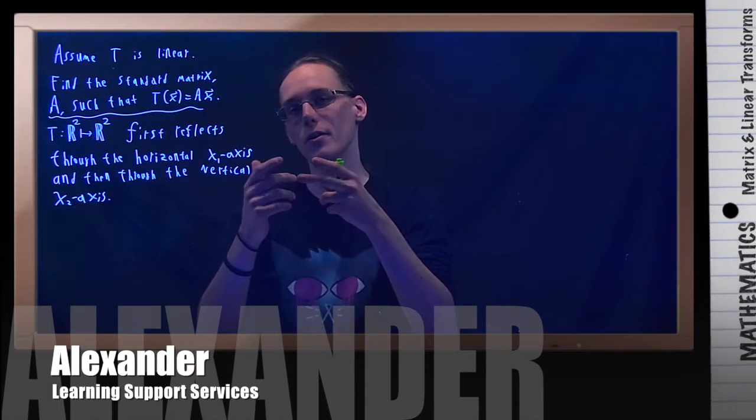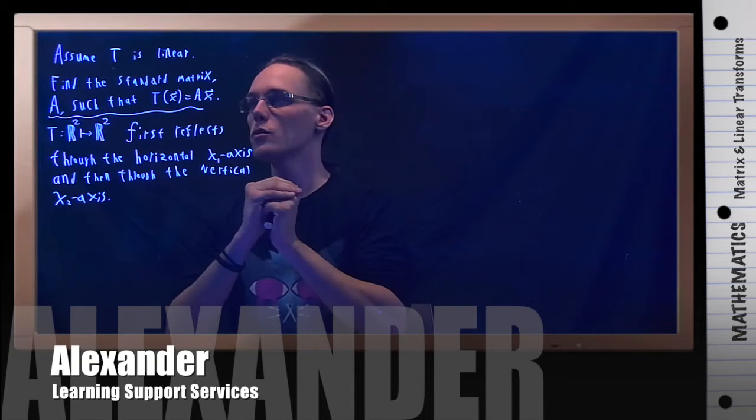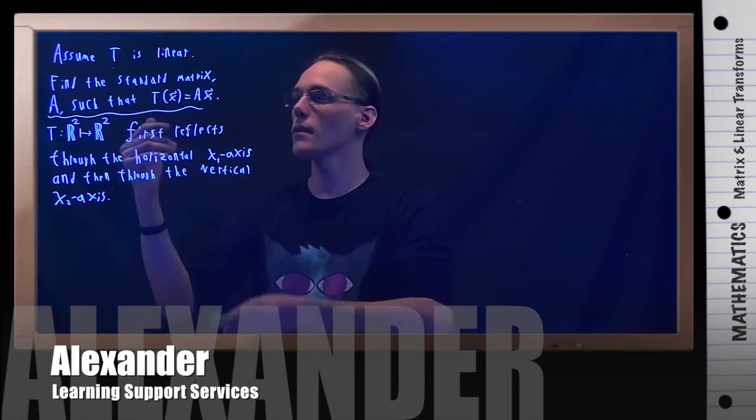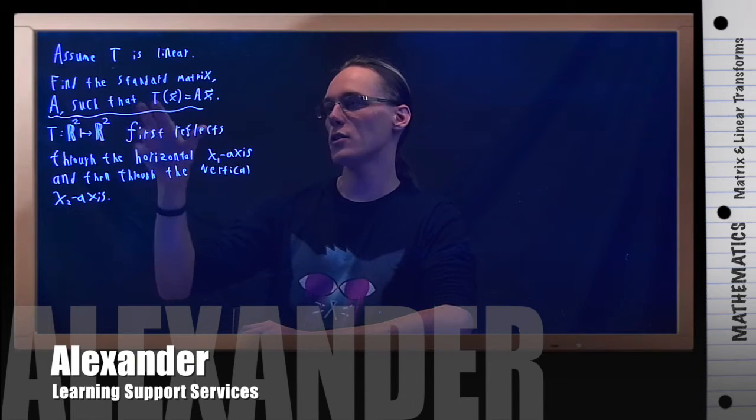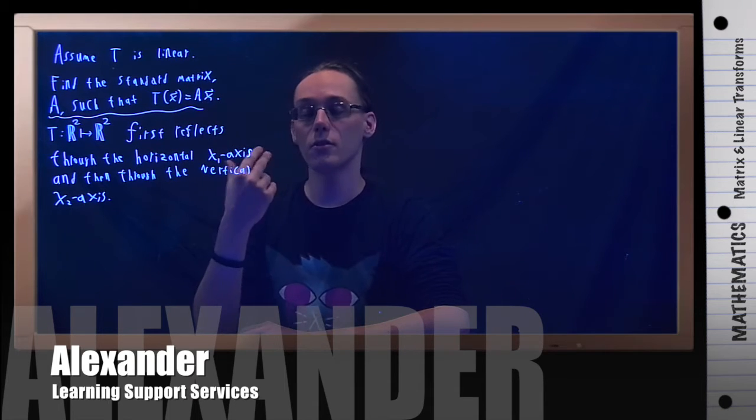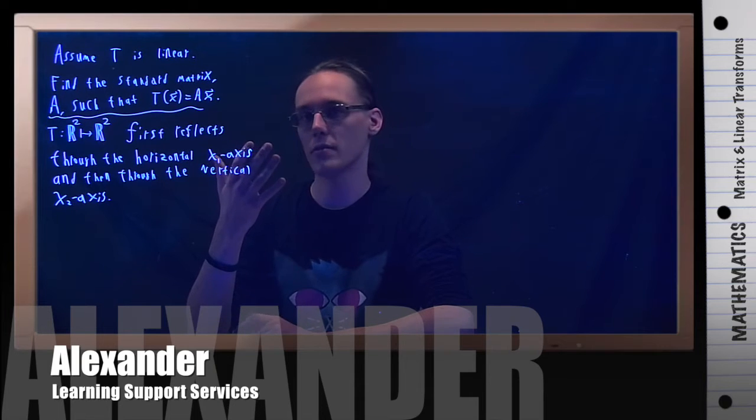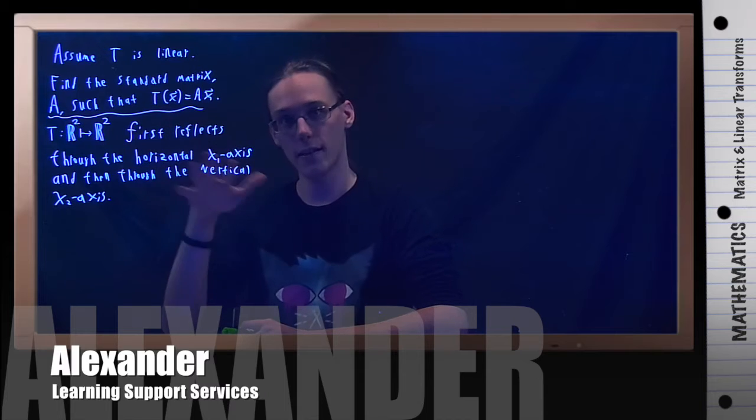In this example, we are going to read what this example is about and then solve it. First of all, it says assume that T is linear, or in other words, it's a linear transform. And then, given that assumption, find the standard matrix A such that T of x is equal to Ax. Well, that on its own isn't enough. I need to know something about this linear transform if I'm going to find the matrix that goes here. Well, they tell us some more.